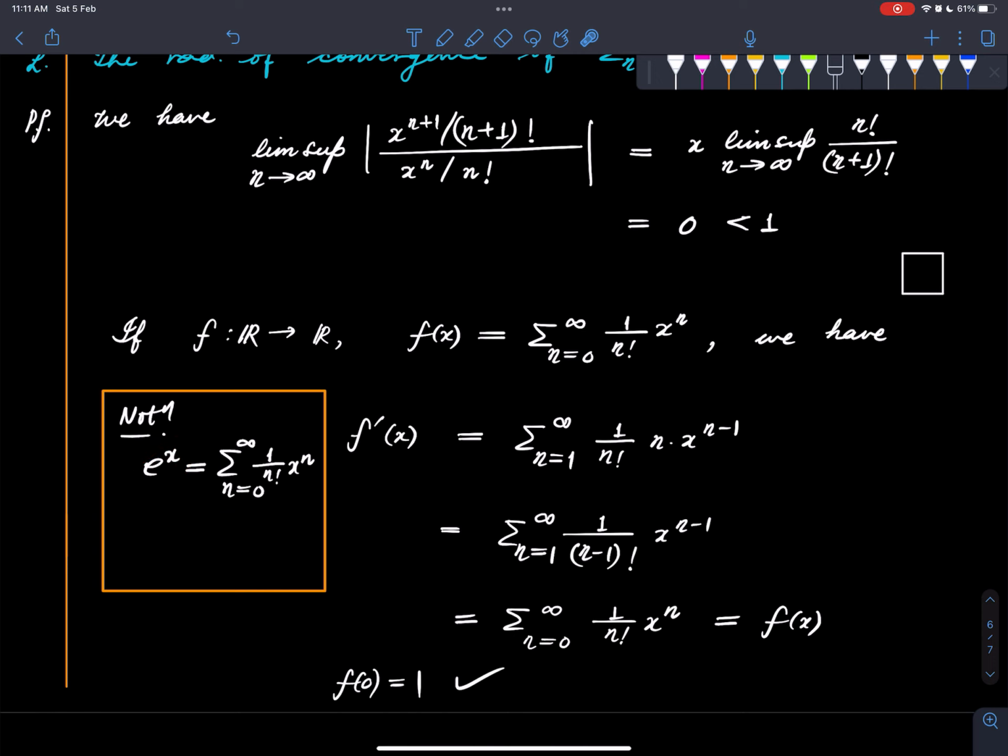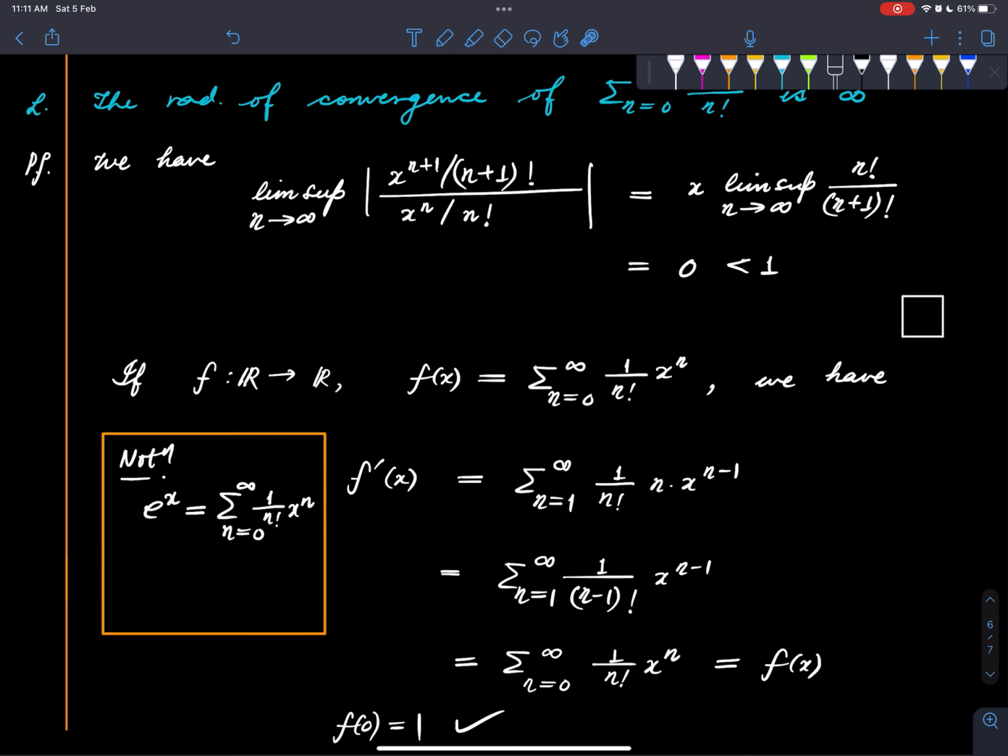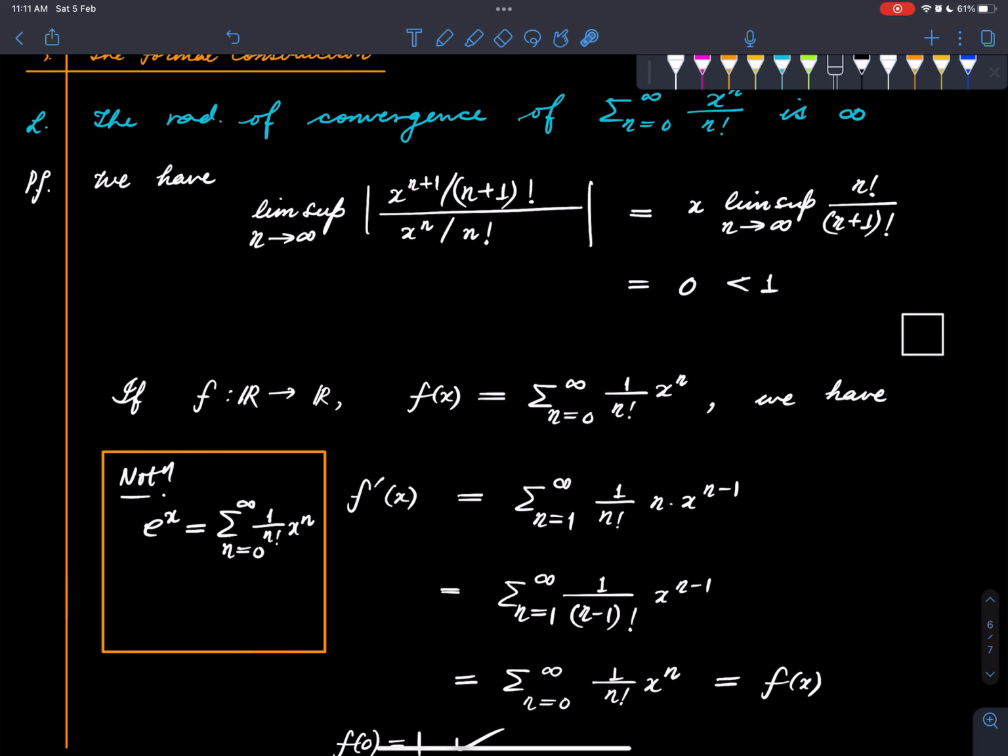And yeah, we will say more about what is this e thing, but right now this is just a notation. We will see that e is actually a number, that there is a number which if you exponentiate you get that. We'll come to that later, but right now this is just a notation.